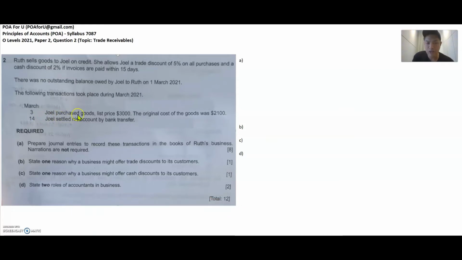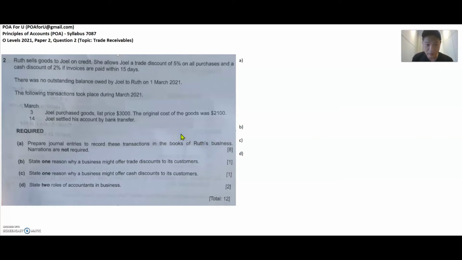Joel, on the 3rd of March, purchased goods. List price 3,000, original cost of the goods was 2,100. Now, of course, Ruth is the seller, right? And you are supposed to prepare the journal entry in the view of Ruth's business, right? Not Joel. So you got to be clear about this, right? So this is from the viewpoint of Ruth.